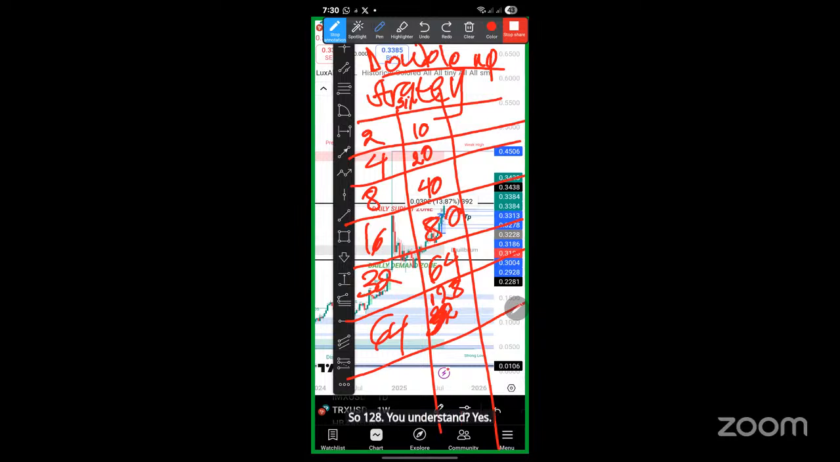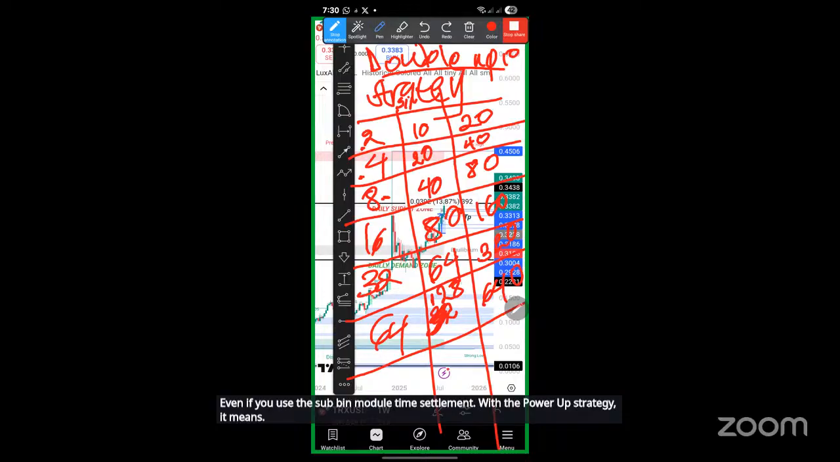If I select my first amount to be 10, the second margin call will be bought at 20. The third margin call will be bought at 40, then 80, 160, then 320 and 640. Simple. So even if you use the sub-bin mode with real-time settlement together with the double up strategy, it means it has doubled its positions.